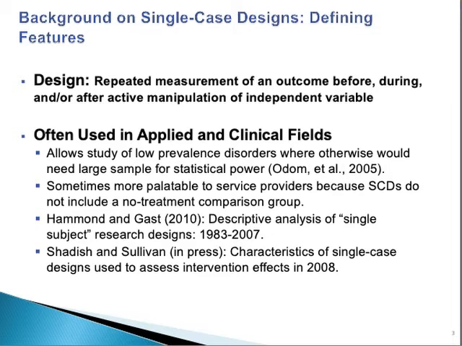This allows for the study of low prevalence disorders where otherwise we would need a large sample for statistical power. In cases of students with emotional disturbances or students with autism, there's not so many of them that we can do a randomized control trial, so we look for this design to be able to tell us something about whether or not this intervention works for a group of students when there's not a lot of students to look at. It is sometimes more palatable to service providers because single case designs do not include a no treatment comparison group.